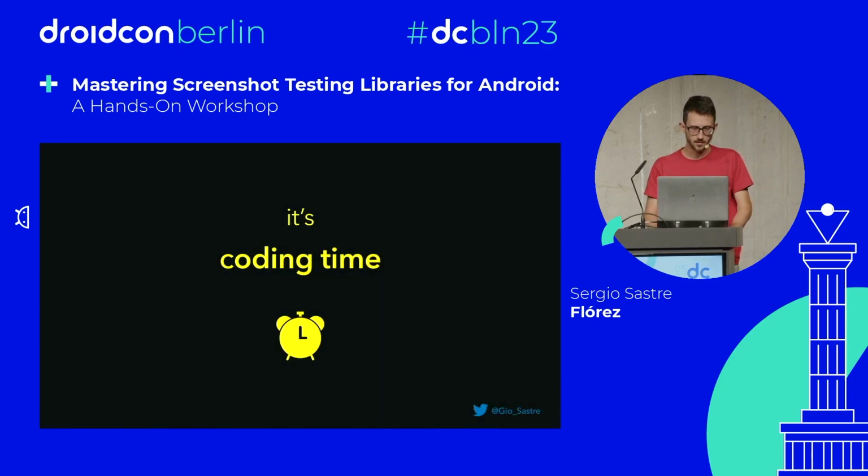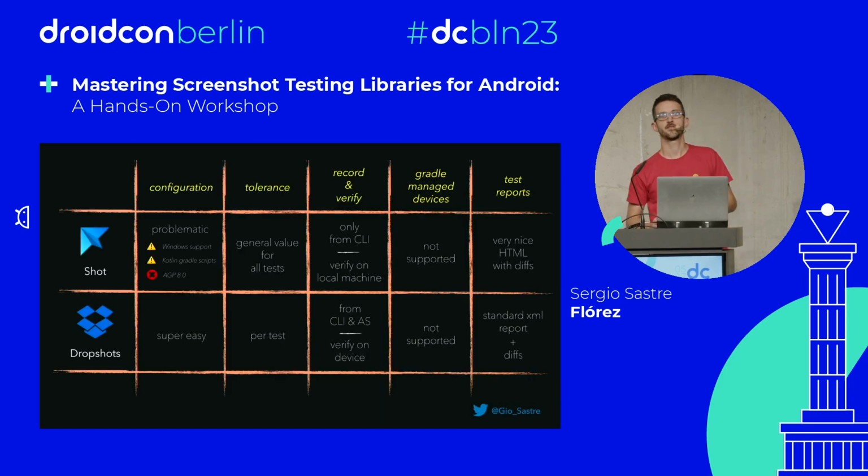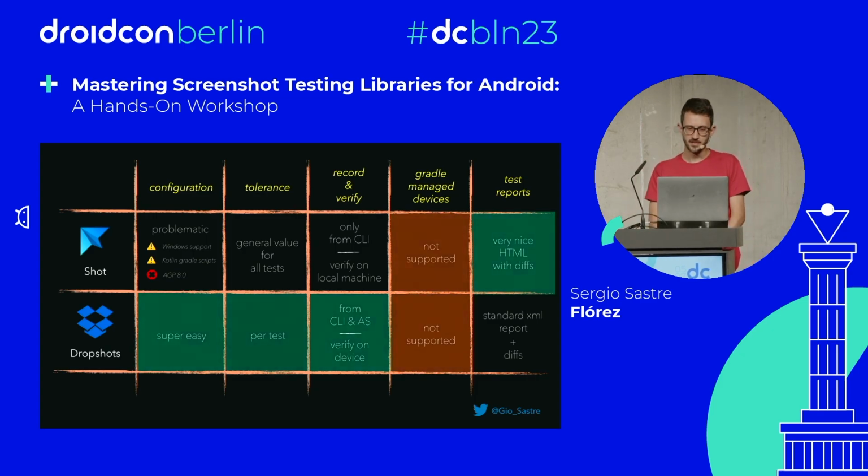So here I have a comparison table for both screenshot testing libraries. Honestly, I haven't talked about the configuration, but Shot is a little bit problematic because it does not support AGP8. There were problems in the past with Windows. So if you have a Windows machine, maybe the test won't work for certain API levels. And also if you are using Kotlin build Gradle files, it might not work.